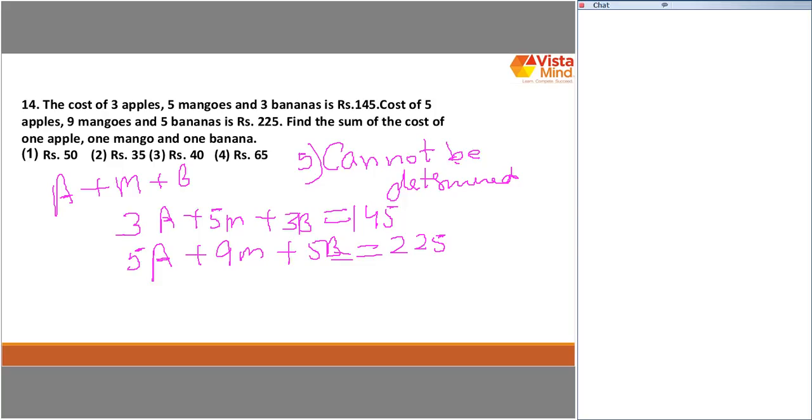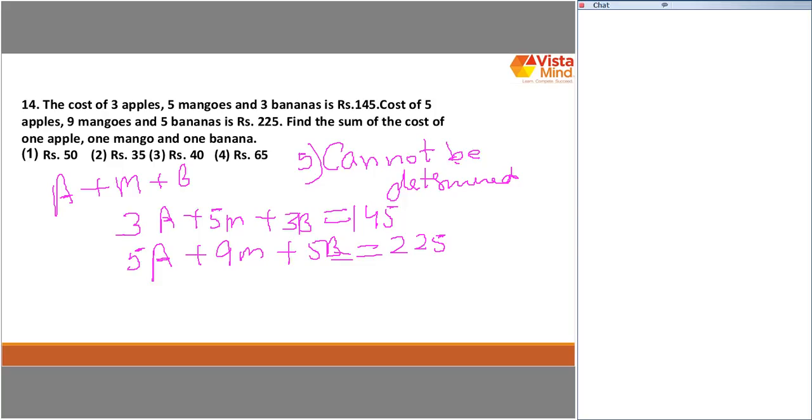See, giving the fifth option is a major distractor. The majority of the students simply go with the fifth option. Reason being, they say that we need to find A, we need to find M, then we need to find B, in order to add them. In order to add them, we need to find A, M and B, which is not possible from these two equations. Mathematics says that to find three unknown quantities, we need a three-equation system, whereas in this case, we are just given two equations.